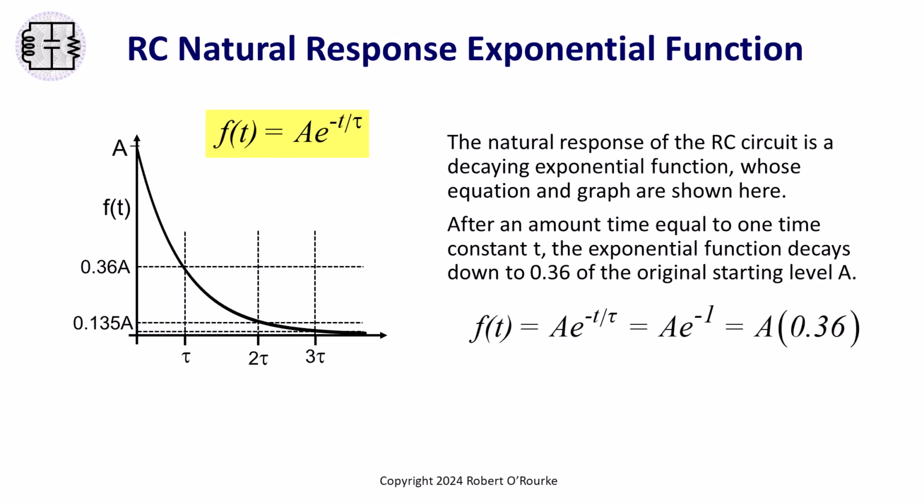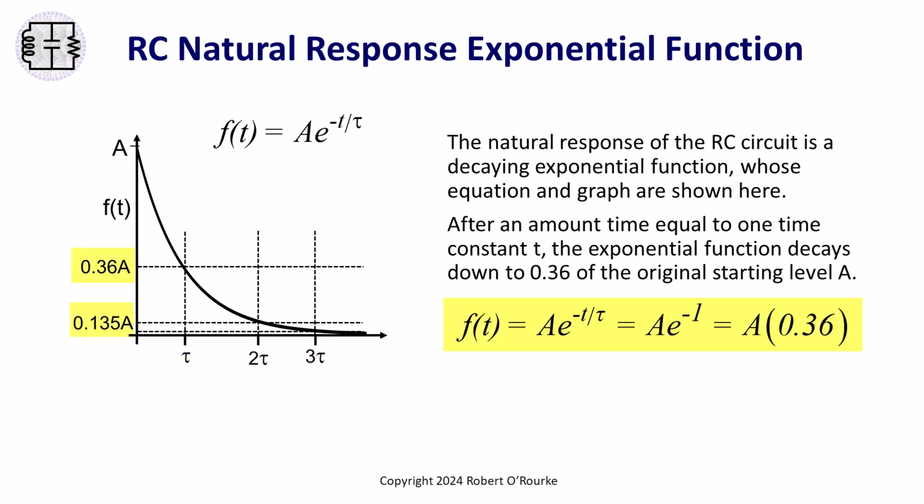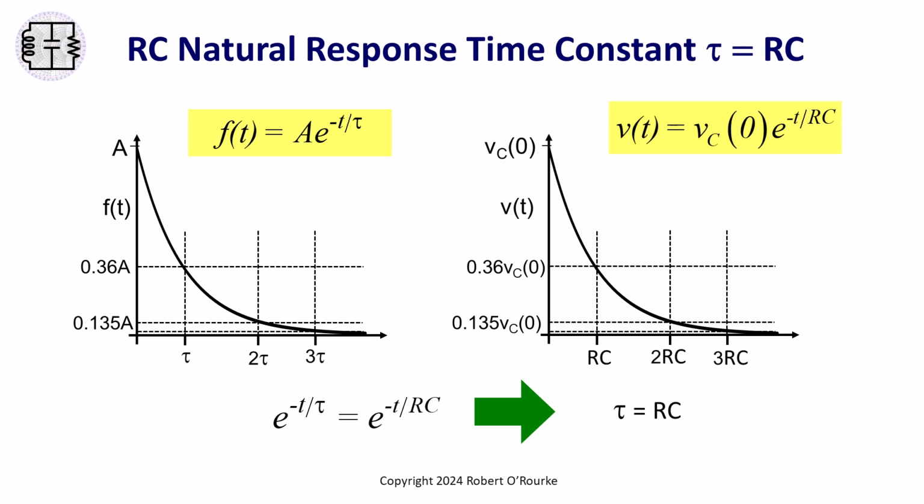Natural response of a first-order circuit, like this RC circuit, is an exponential function f of t, whose equation and graph are shown here. The horizontal timescale can be marked in terms of the time constant tau. When t equals tau, e to the minus 1 equals 0.36. Comparing the two exponential function equations, we see that for this RC natural response, tau equals RC.